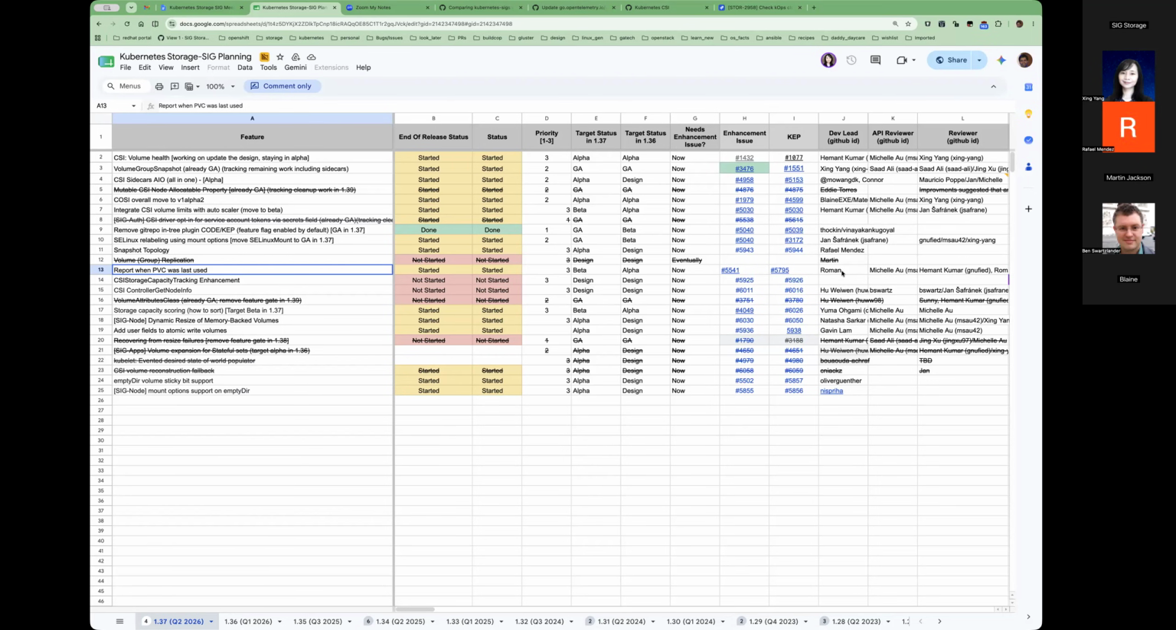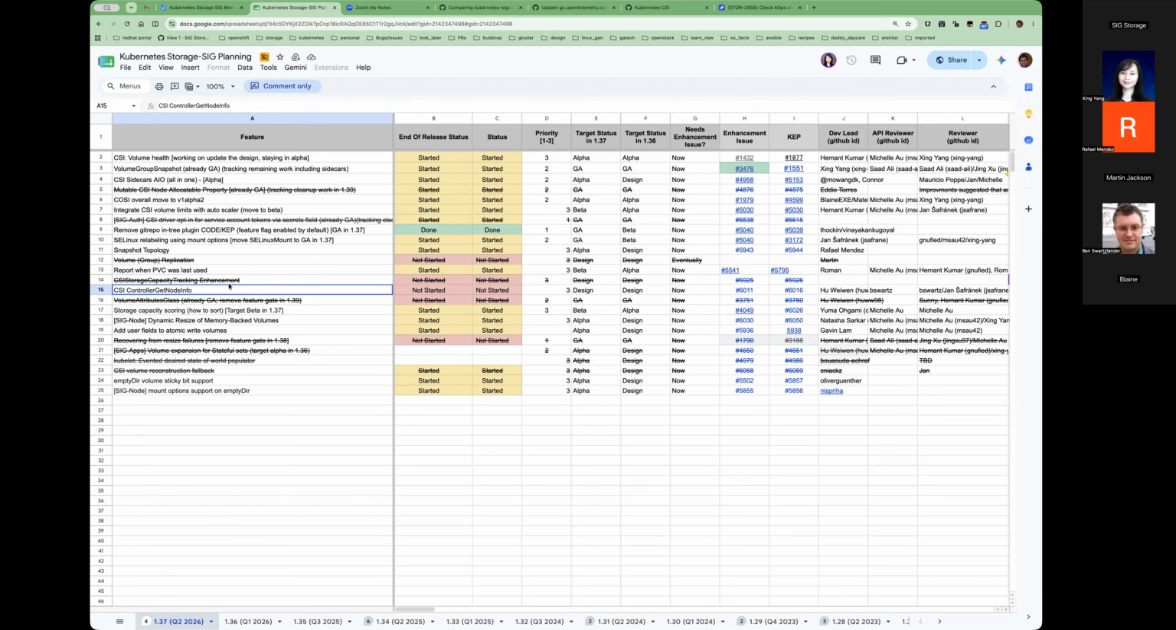Okay. Cool. CSI storage capacity tracking enhancement. After I added some comments, I have not seen any update. I think the CAP was not merged, so maybe we can cross this out for now. If the author comes back and tries to target it in the next release, we can continue to track that. Yes, let me just cross this out for now. Okay.